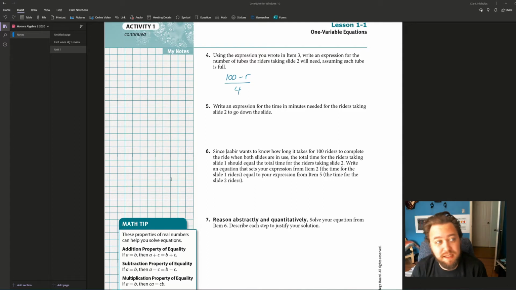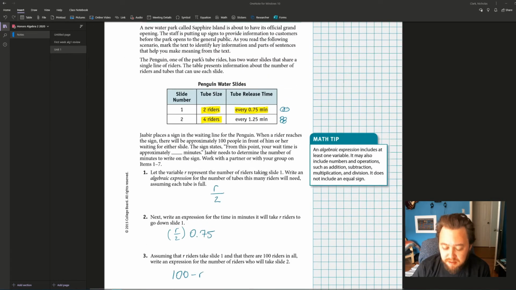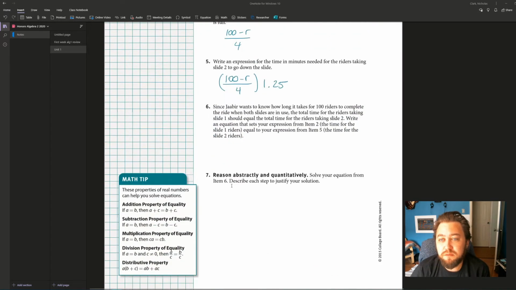This is pretty much exactly like what we did before. So we're going to keep our expression we just wrote, that 100 minus r divided by 4, right? So that's the number of people that are going down the tube. And then we're going to use our time. So let's go back to our table. And it says slide 2 launches a tube every 1.25 minutes. So we're going to say, okay, every 1.25 minutes, and I'll put that back down there. Cool. All right, number 6.